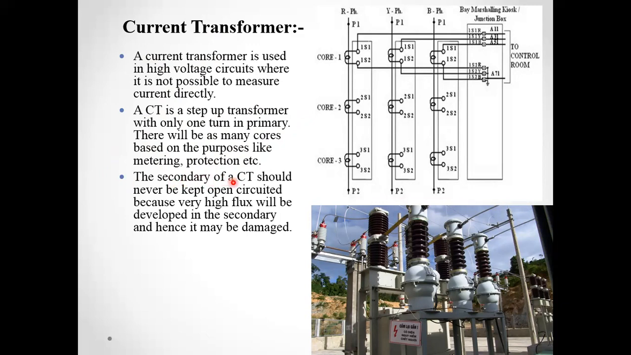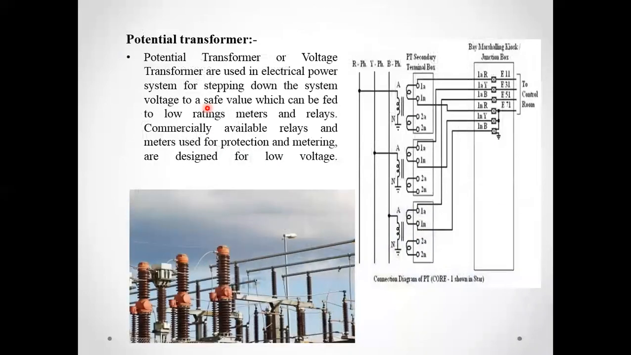The secondary of a current transformer should never be kept open circuited. We can't keep this circuit open, because a very high flux will be developed in the secondary and hence it may be damaged. So this is the picture of the current transformer, and here is the circuit diagram of the current transformer. This current transformer is a step up transformer, and the potential transformer, we know, is a step down transformer.